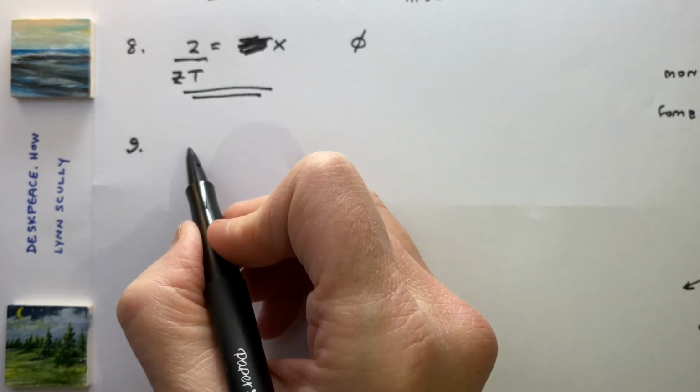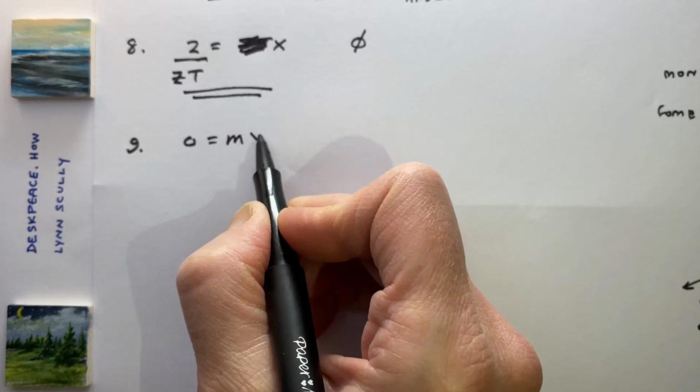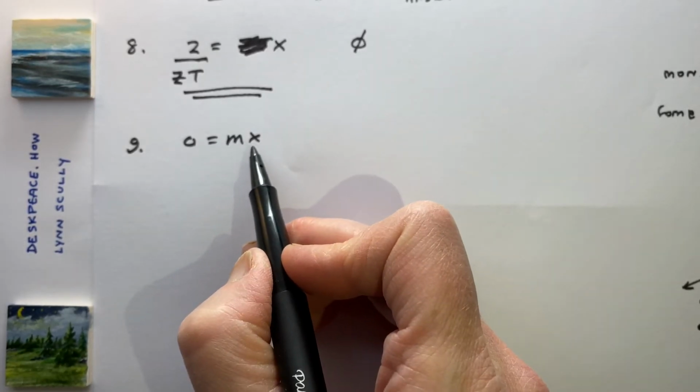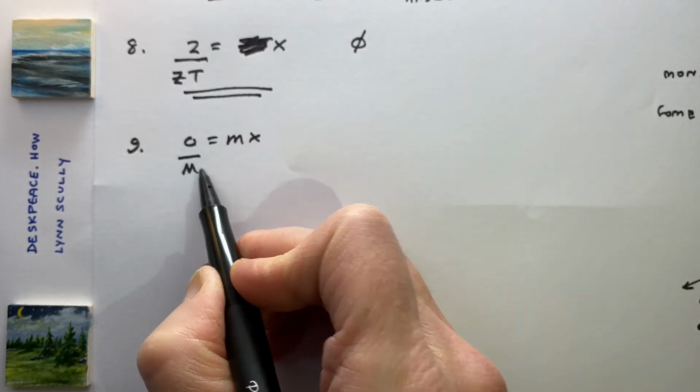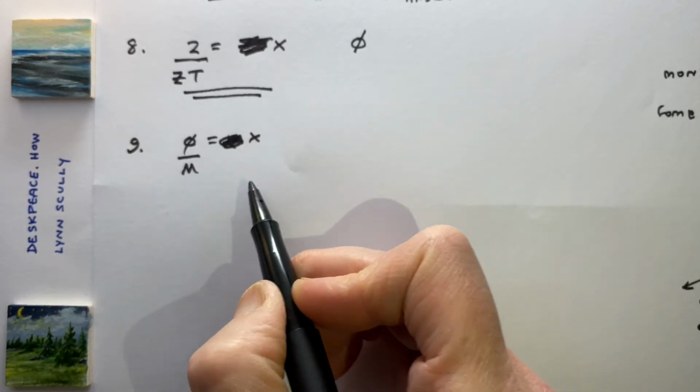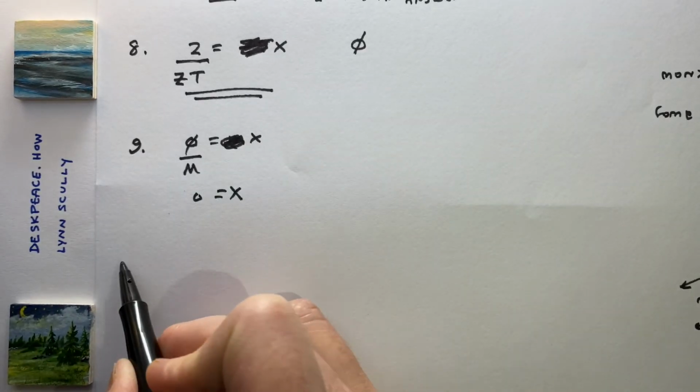Number 9. 0 equals mx. M is attached to my unknown by multiplication. Move it by division to the other side of the equal sign. And I have x equals 0.